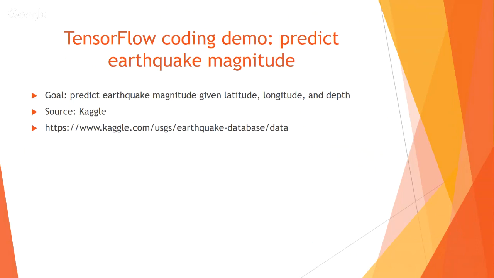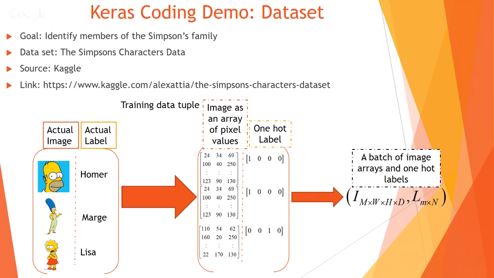I'll be doing two codes. One will use simple TensorFlow core operations, where I'll try to predict the earthquake magnitude given some information. The second one I'll do using Keras. I'll be taking a bunch of images from the Simpsons, and I'll be asking the model to identify different members of the family.